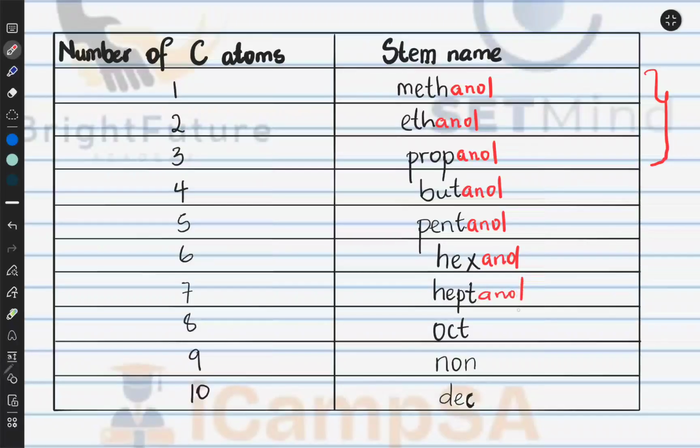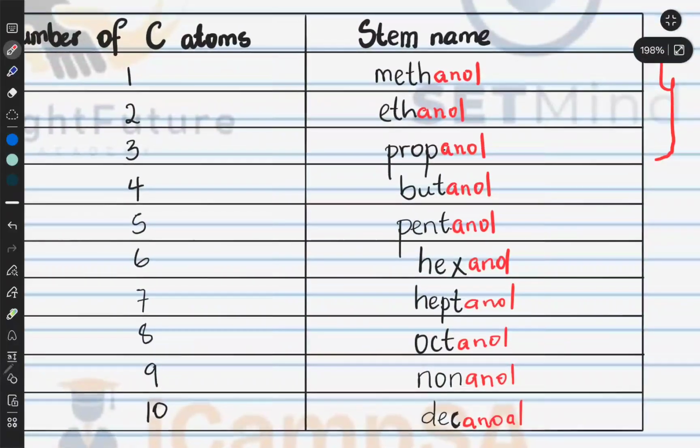So this would be heptanol, octanol, nonanol, and decanol. All right, so that's what happens, right? Of course, there'll be a number here. It could be 3-decanol, could be 5-nonanol, maybe 4-octanol, right? But the main idea here is to show you that we're still using the same stem names. It's just that now, since we are at a different homologous series, we have to change the suffix to OL, right? So that's what's happening.